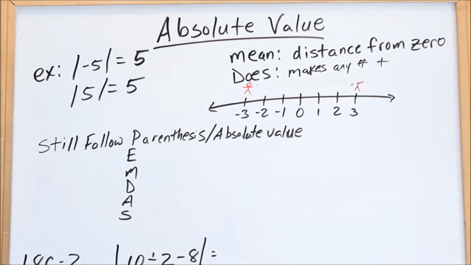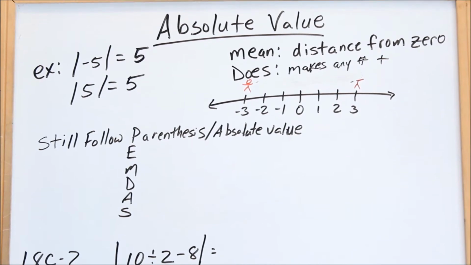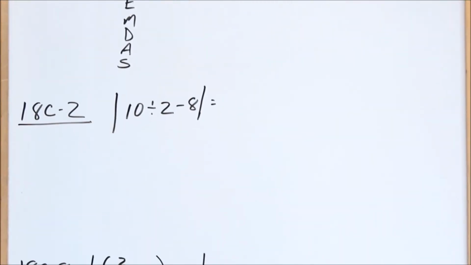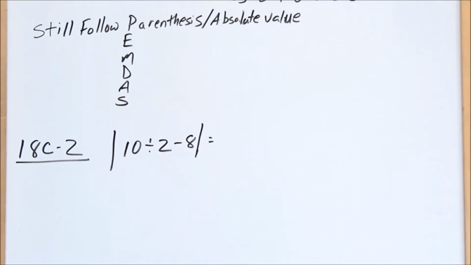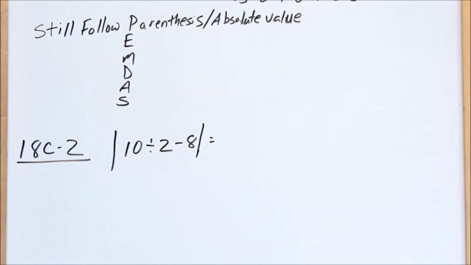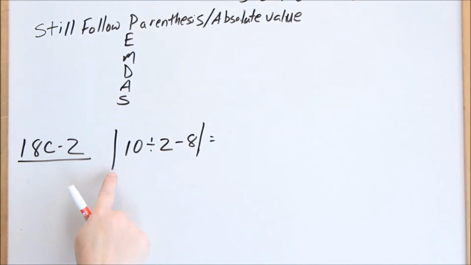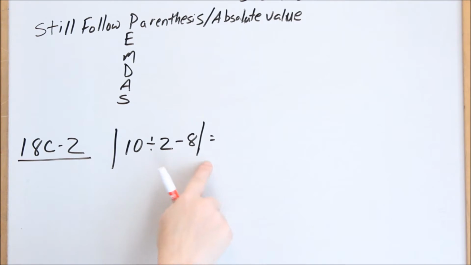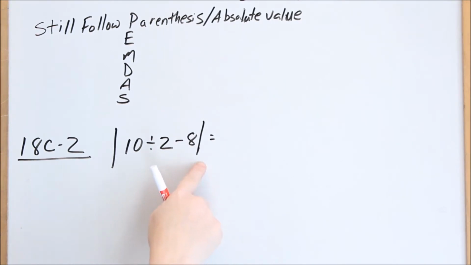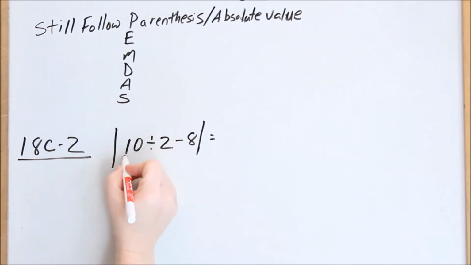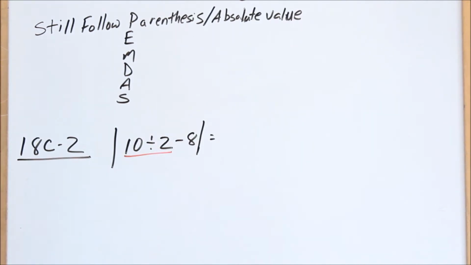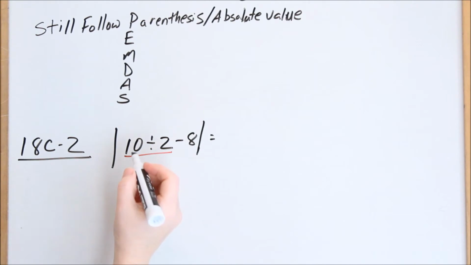Let's look at 18C2. The best way to understand is just by doing it. Here, you have this problem. You follow PEMDAS. What does PEMDAS say to do first? Parentheses and exponents. So we're going to do everything in our absolute value bar because we're going to treat it like parentheses, but it's not parentheses. So now inside here we have to follow PEMDAS. What do we do first? We do division. Do everything in your absolute value bar first before you make it positive.